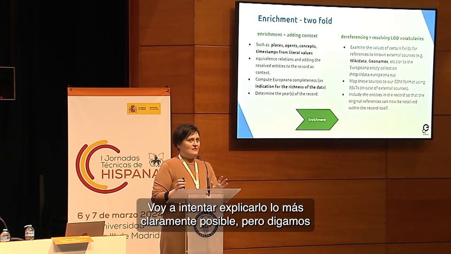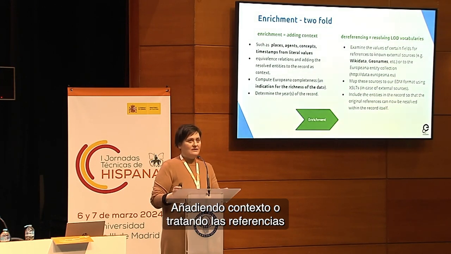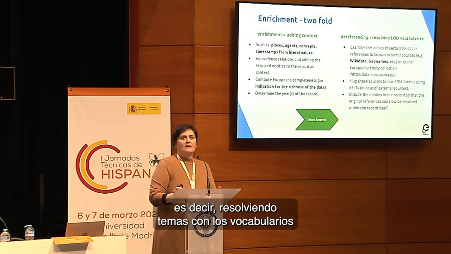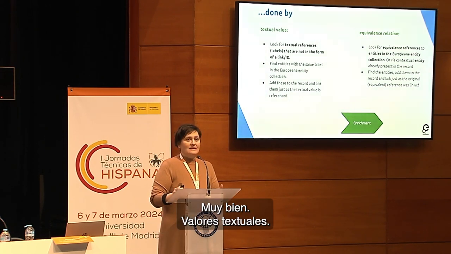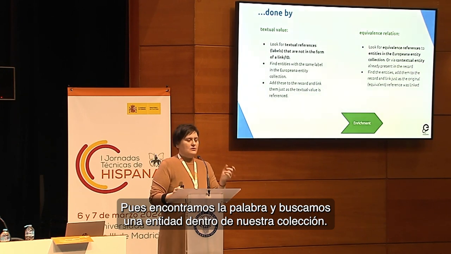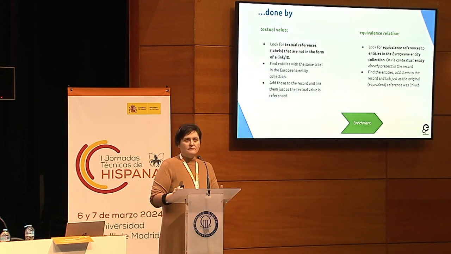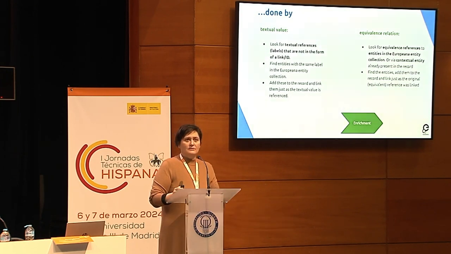I try to put it as clear as possible, but then we do enrichment twofold. It's from adding context or by dereferencing, that means resolving vocabularies like Henning showed. So then true textual values, what do we mean by that? I'll have some examples where there's a word in a field that can be enriched. We just find that word and look for an entity in our entity collection, and that's where everything gets plugged in together.